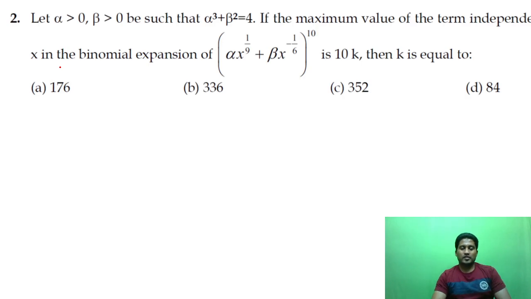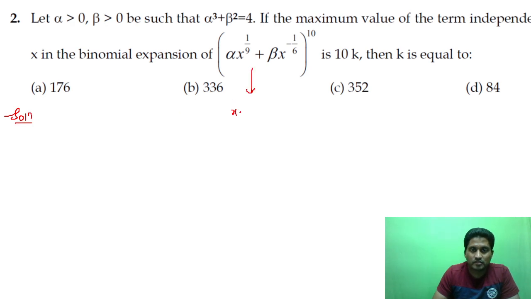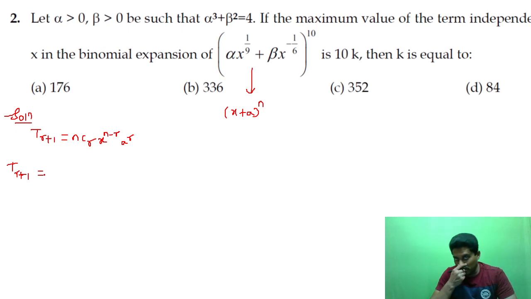It's a question on binomial theorem. I'm going to compare this with (x + a) whole power n. Now T(r+1), the general term in the expansion of (x + a) to the power n, is equal to nCr x to the power of n minus r into a to the power r. So T(r+1) is equal to nCr, and nCr is equal to 10Cr.